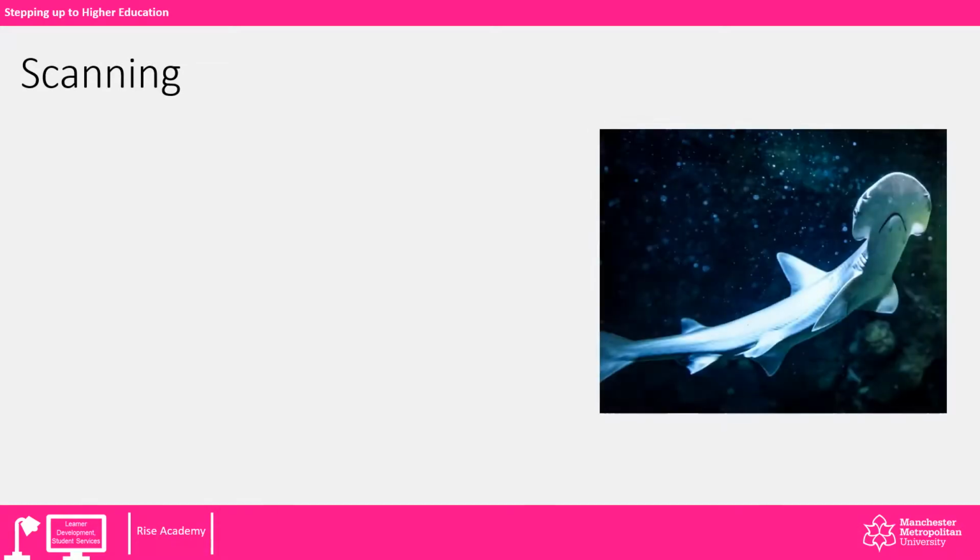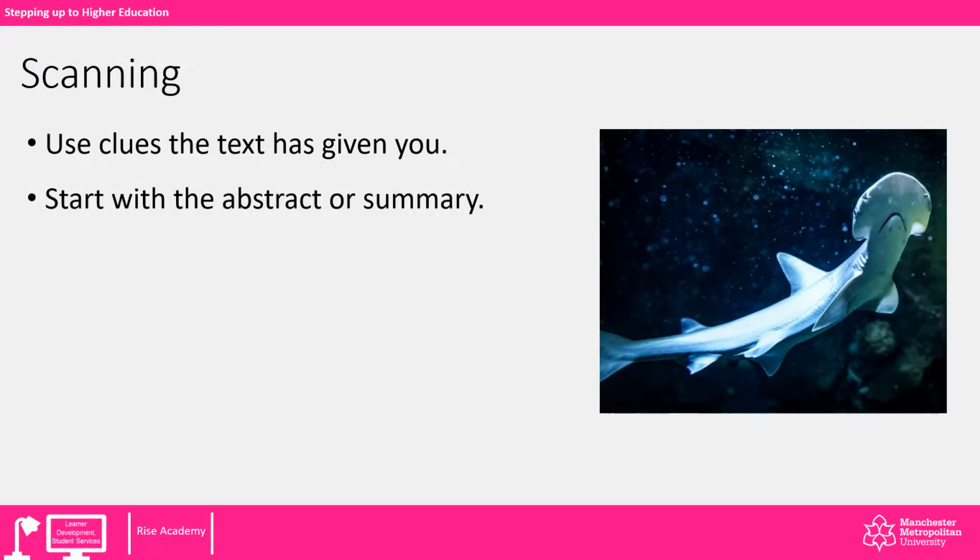Right, let's turn now to look at another reading approach. Let's look at scanning. You'll remember that I said scanning is a bit like a shark ripping through water very quickly. Scanning is all about using the clues that a text has given you, using those clues so that you can read quickly and efficiently. You might start by reading the abstract or the summary of a text. Lots of texts have these. And what they provide is an overall summary of a text.